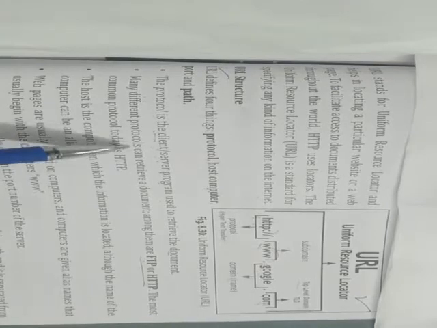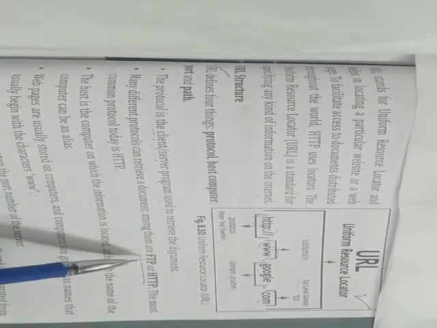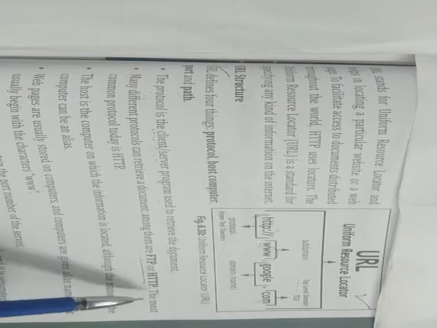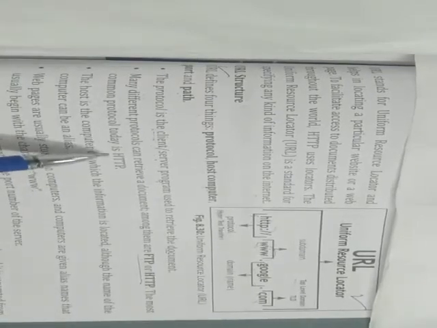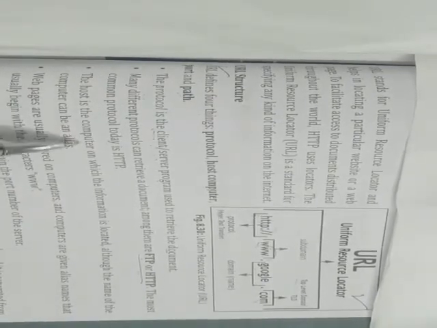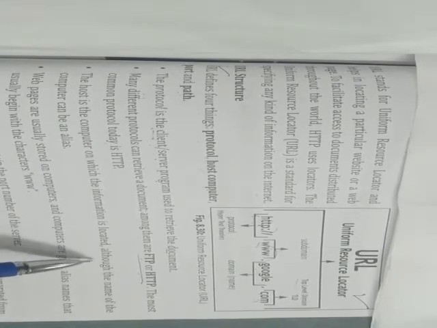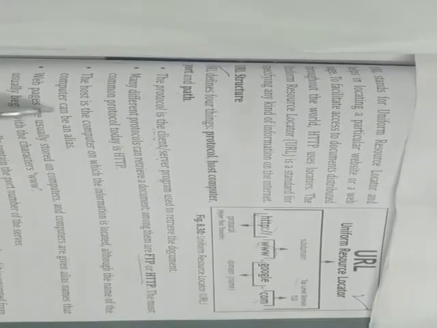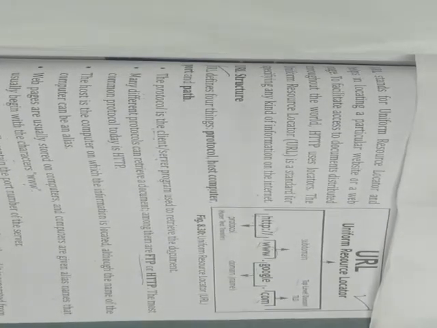Many different protocols can retrieve a document. Among them are FTP or HTTP. The most common protocol today is HTTP. The host is the computer on which the information is located, although the name of the computer can be an alias. Web pages are usually stored on computers, and computers are given alias names that usually begin with the characters www. The URL can optionally contain the port number of the server.